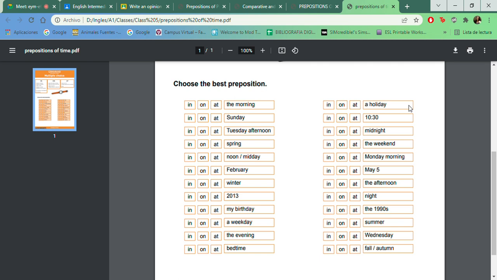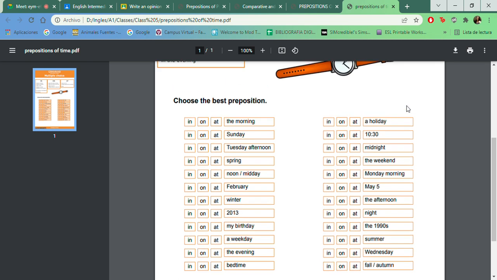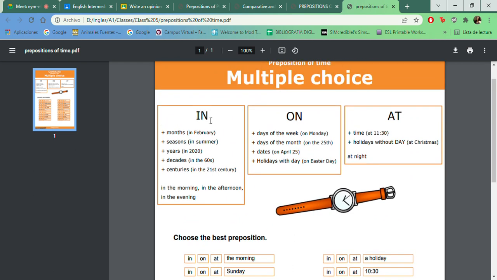In summer. On Wednesday. Fall, autumn. On? Autumn. On? Sorry, in. Remember, for longer periods of time we use in. Okay? It's confusing. Prepositions are confusing. But remember, for longer periods of time, in, like months, seasons, these are longer. When it's just a day, we use on. And when it's even more specific, like time, we use at. Excellent, guys. Very good.